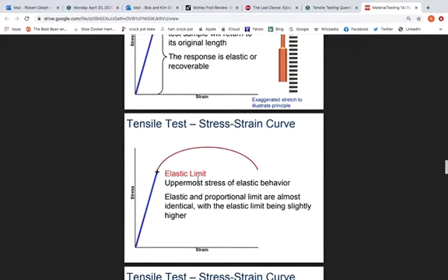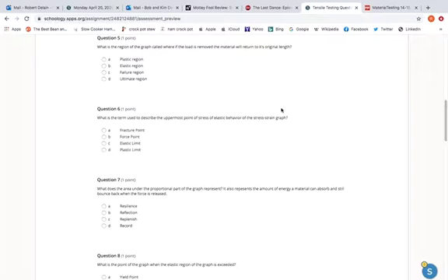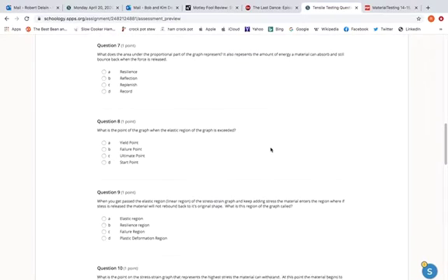If you keep adding force after that point, the material is going to get deformed and it goes into this region here. Number 7. What does the area under the proportional part of the graph represent? It represents the amount of energy a material can absorb and still bounce back when the force is released. We call that area resilience.